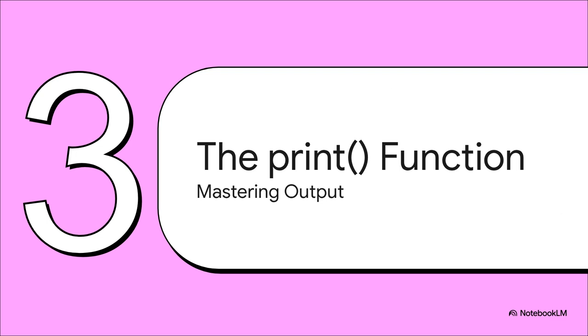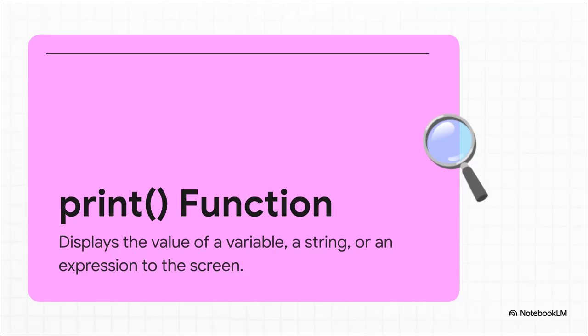But getting the result is only half the battle, right? We have to show it to the user and present it clearly. For that, we turn to our other best friend, the print function. The print function is basically your program's mouthpiece. It's how your code talks to the outside world. You can give it a variable, some text, the result of a calculation, pretty much anything, and it will display it on the screen for you.